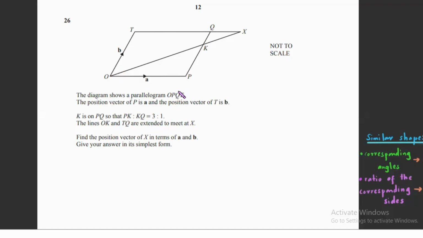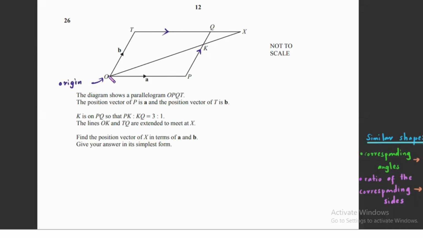So in a parallelogram, we know that the opposite sides are parallel. So while reading the question, I'm going to mark the information so that it makes it much easier. So this side and this side will be parallel to each other. This side O to T and P to Q will be parallel to each other. They have also mentioned that the position vector of P is A. In this question, the position vector of P is A means they have marked this A here. That means the position vector of P explains that it's from O to P. This gives you an idea that this O is the origin.